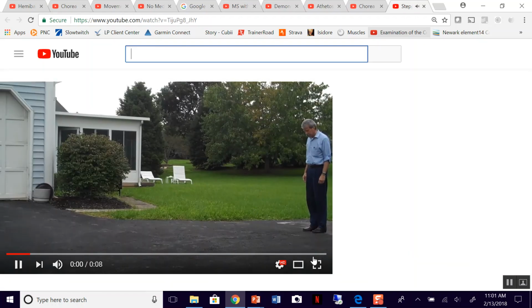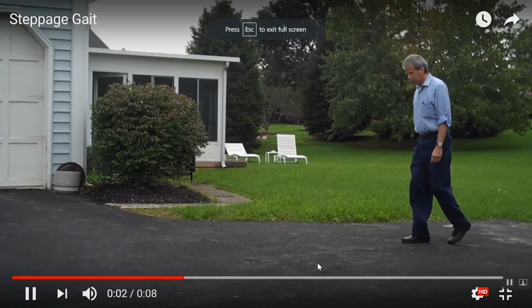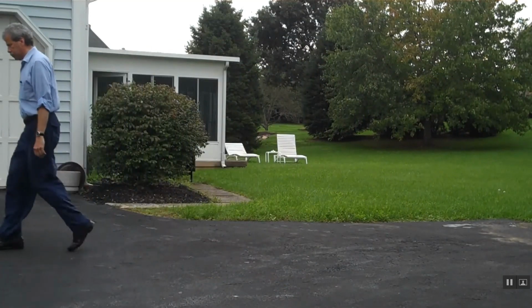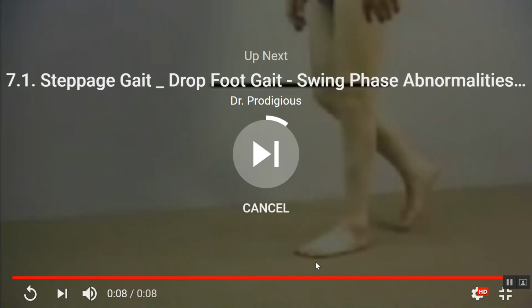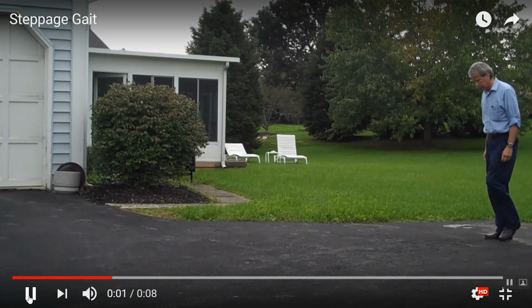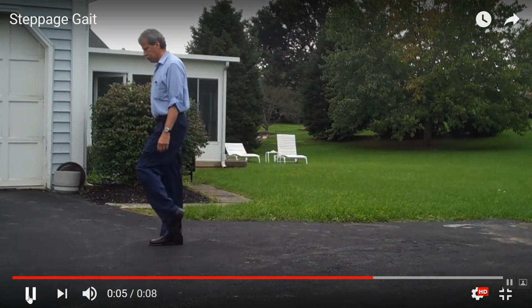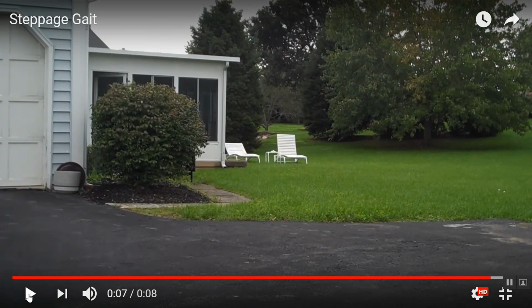Here's a common gait you'll see with neuropathy. Look at his feet. His left leg is worse than his right leg. That was quick. Let's replay. It's called a steppage gait. And what you'll see is they do this. These are the characteristics of a neuropathic or steppage gait.